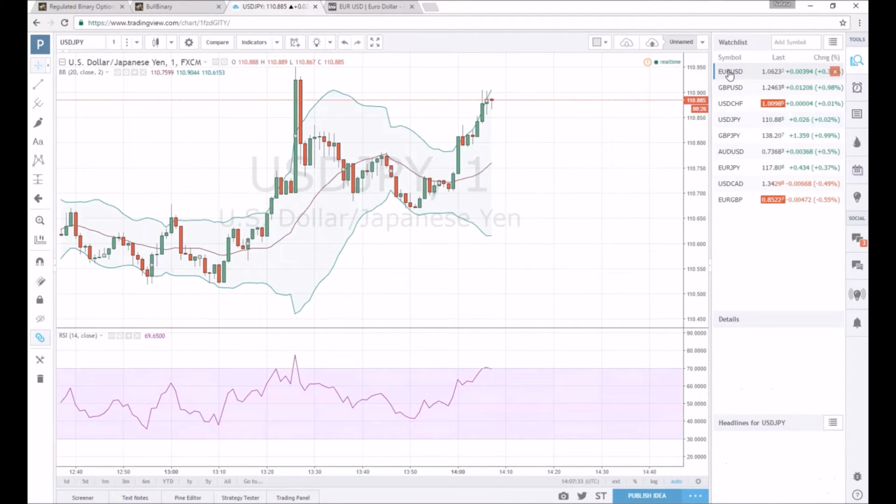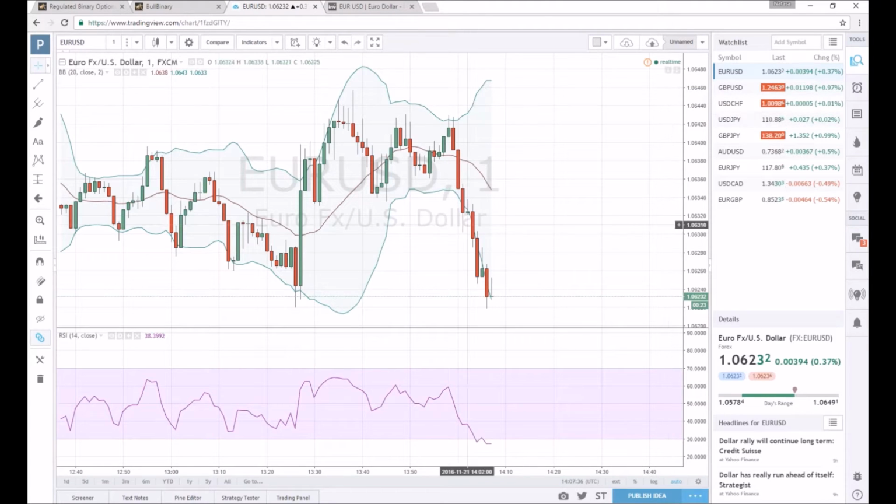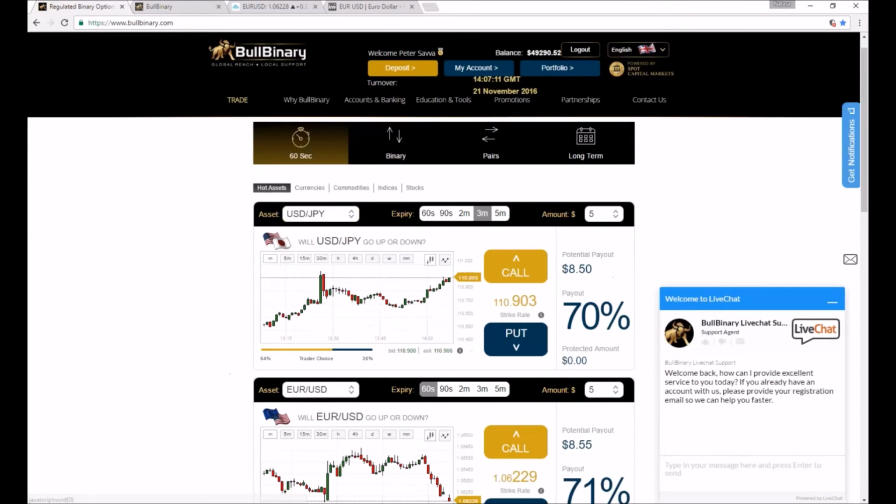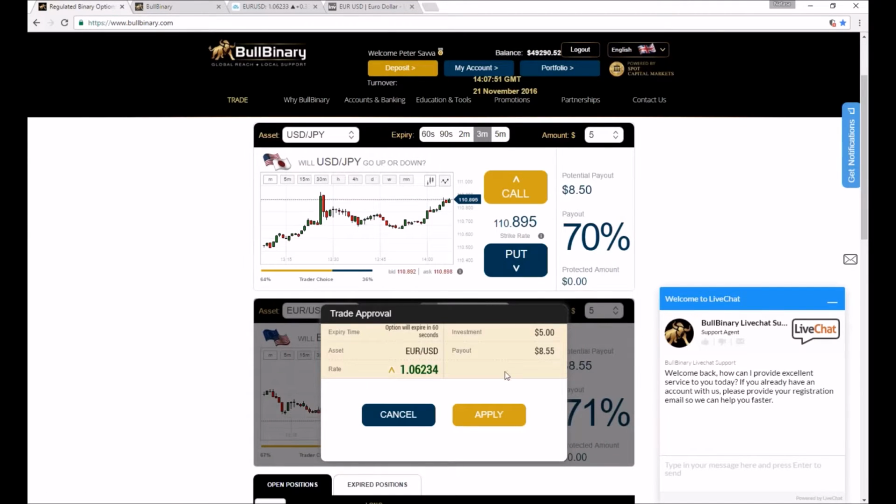I will start looking at here, Euro USD market has obviously got into an oversold position. It's broke right through the Bollinger Band. So in this case, what I want to do is I'm going to go on Euro USD. I'm going to select 60 seconds. I'm going to click on call option and I'm going to buy and apply.